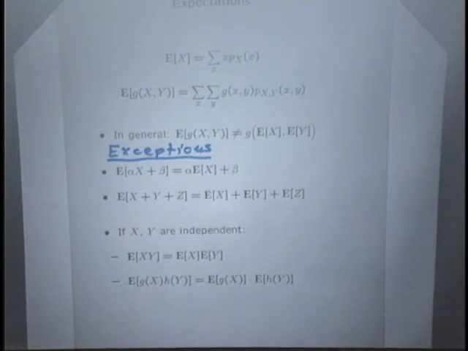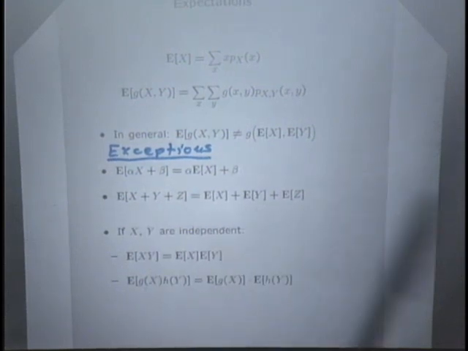Since expectations are just a variation of averages, it turns out that this is also true in general. The derivation of this is very simple, based on the expected value rule, and you can look at it in the notes. So this is one exception, which is linearity.